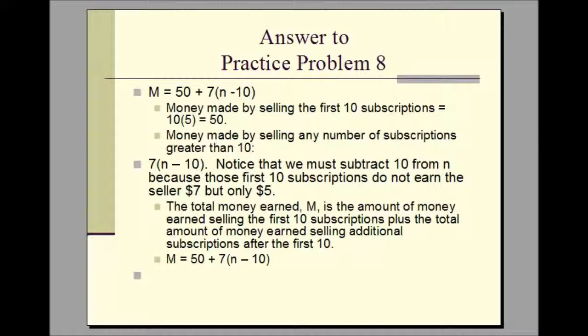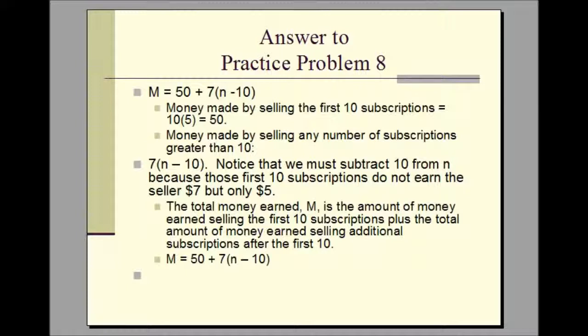The money made by selling the first 10 subscriptions is 10 times 5, which is 50. Now we need to think about the money made by selling any number of subscriptions greater than 10. That will be 7 times (n minus 10). Notice that 7 is the amount of money he makes per subscription, and n minus 10 is the number of subscriptions over 10. Notice that we must subtract 10 from n because those first 10 subscriptions do not earn the seller $7, but only $5.